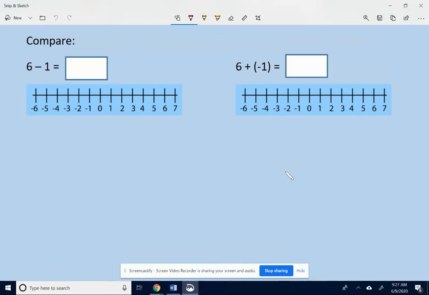Okay, I want to compare two problems that are related to each other with the number line. I want to compare 6 minus 1 to 6 plus negative 1. We're going to show a subtraction problem on a number line just like we did addition. We're going to have two different number lines, and we're going to start out at 0.